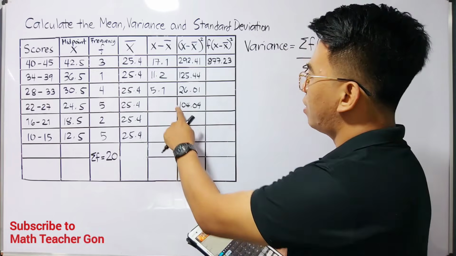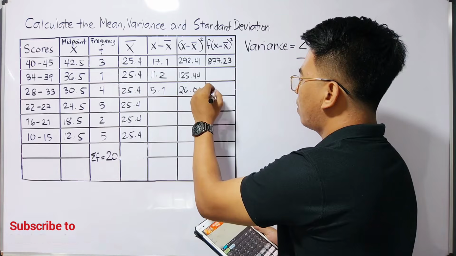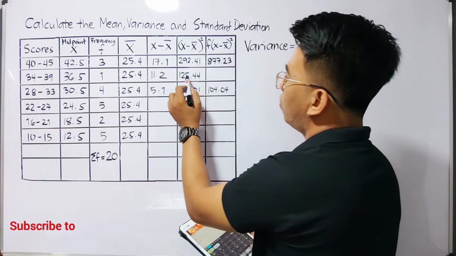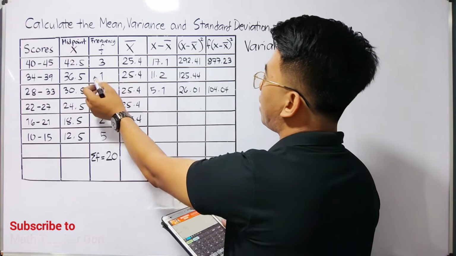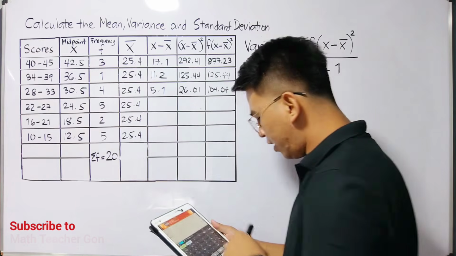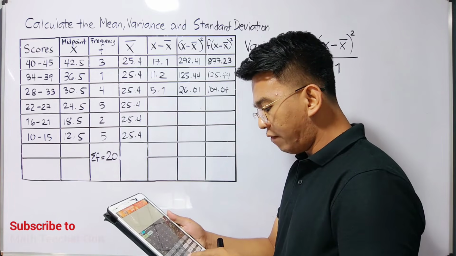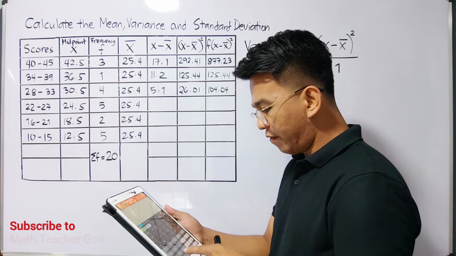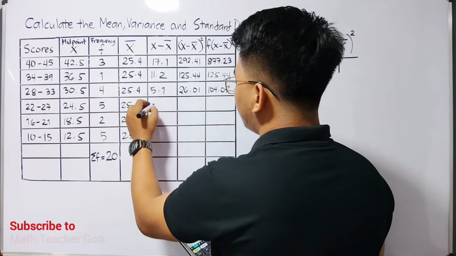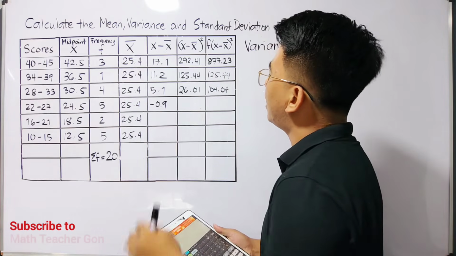Sorry, I forgot. Sorry. Dapat dito tayo. 104.04. And for this part, nakalimutan ko, 125.44 times 1, that is also 125.44. So let's continue. So we have 24.5, magiging negative to guys. 24.5 minus 25.4. Meron tayo negative 0.9. Okay? Negative 0.9. Pero okay, mag-alala kasi meron naman tayong square.